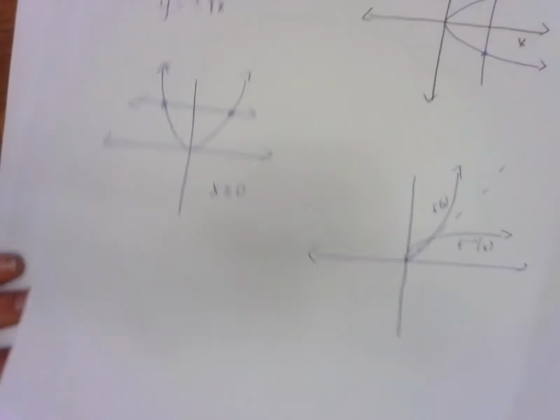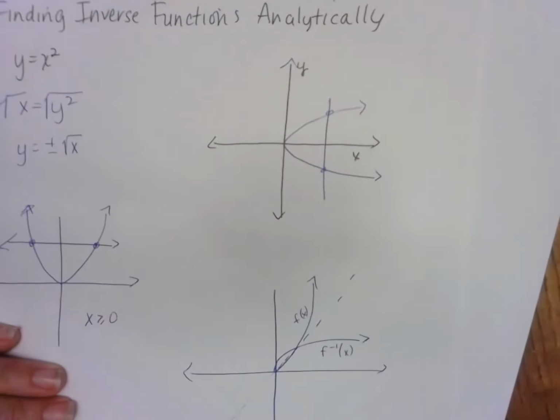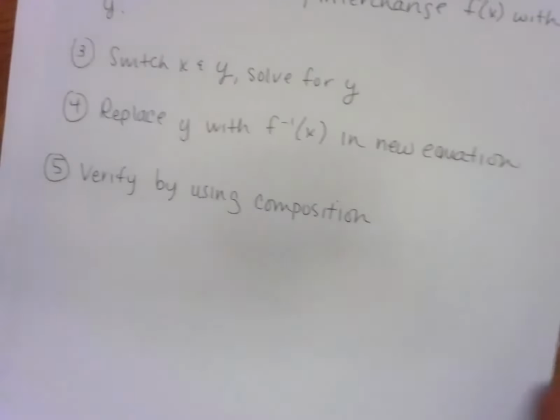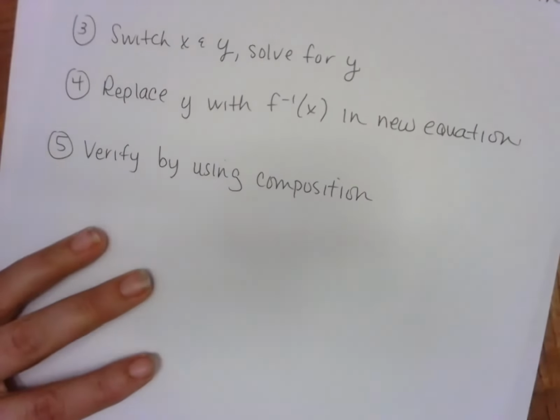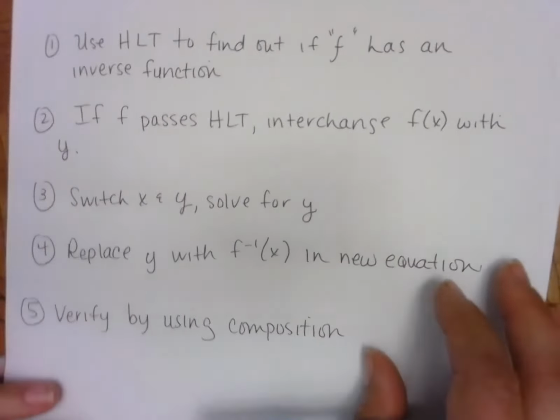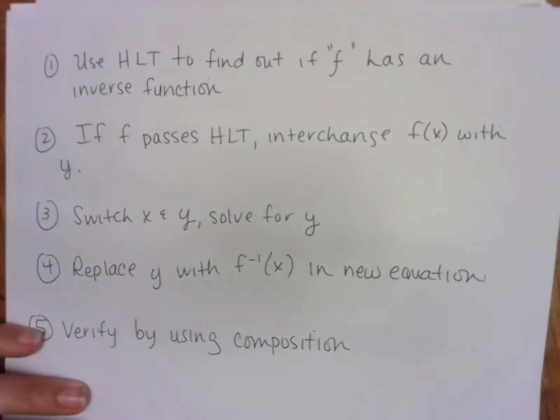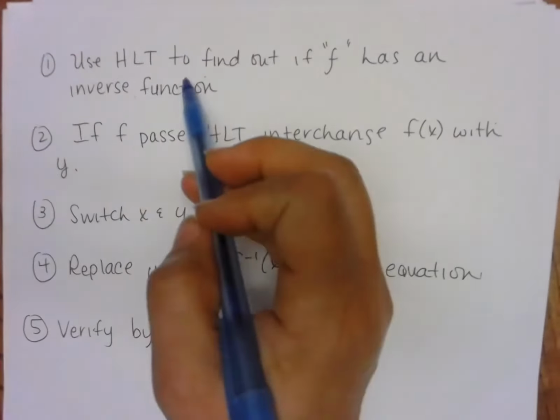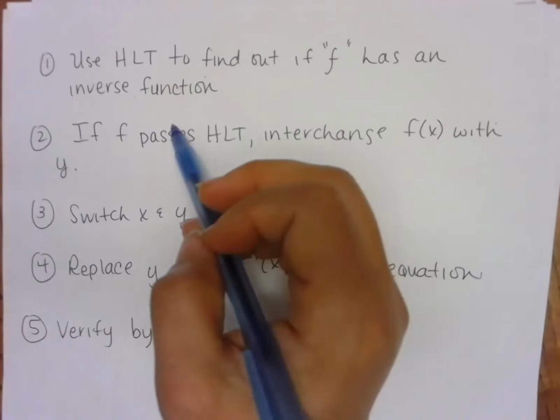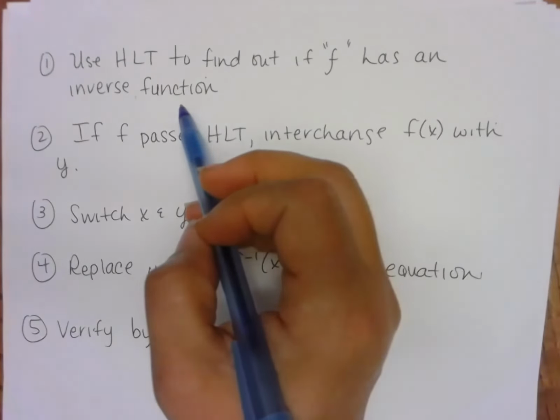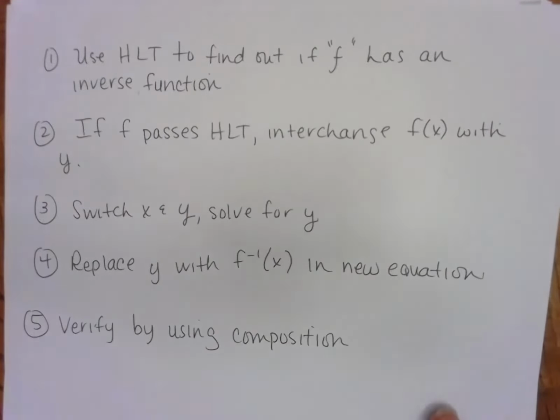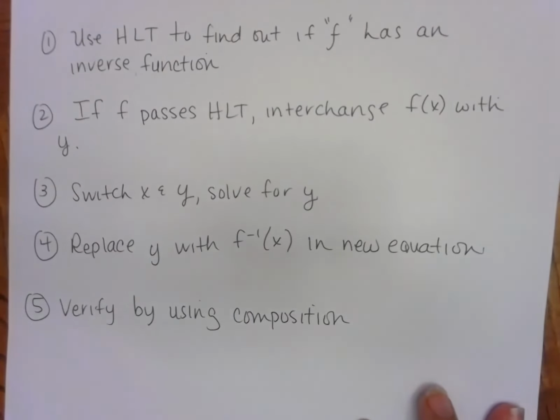All right, so let's talk about how we find an inverse. First, I said we switch the x and y's, but there's a little bit more to it than that. The first thing we need to do is use the horizontal line test to find out if f has an inverse function. We always want to deal with that first. Then, if f passes the horizontal line test, we interchange f of x with y. Usually our functions are named, so we interchange their name, f of x, with the y coordinate.